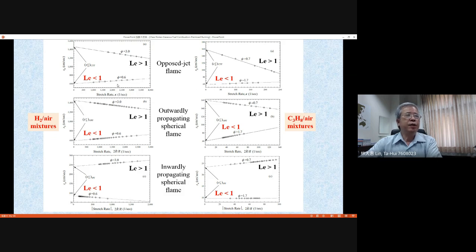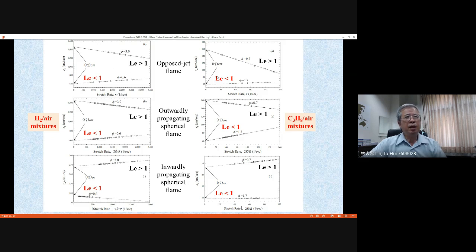Conversely, you can imagine for the Lewis number bigger than 1 case, for the rich hydrogen and lean propane, when their Lewis number is larger than 1, that means the negative thermal diffusion is stronger. Then when you increase the stretch, the flame speed will continuously reduce for both cases.